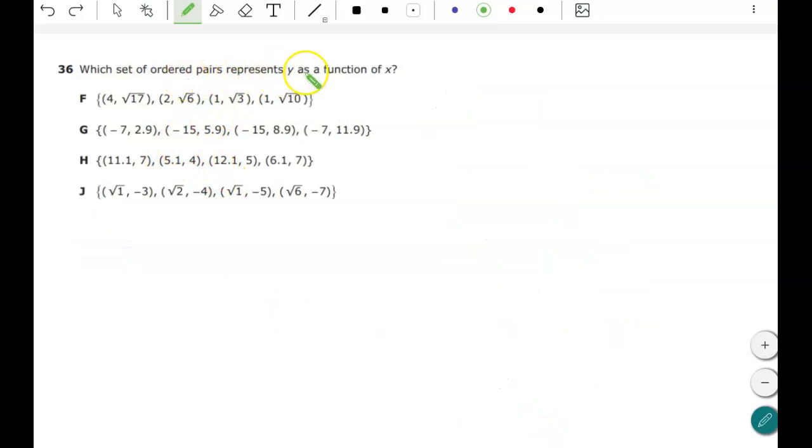Which set of ordered pairs represents y as a function of x? Remember, the x cannot repeat. That's x comma y. So if we look at f, we have 4, 2, 1, and 1. These repeat. That is not a function. For g, we have negative 7, negative 15, negative, these repeat, and so do the 7s, so not a function. 11.1, 5.1, 12.1, 6.1, they are all different. That is a function. This one looks like the 1 repeats, so not a function.